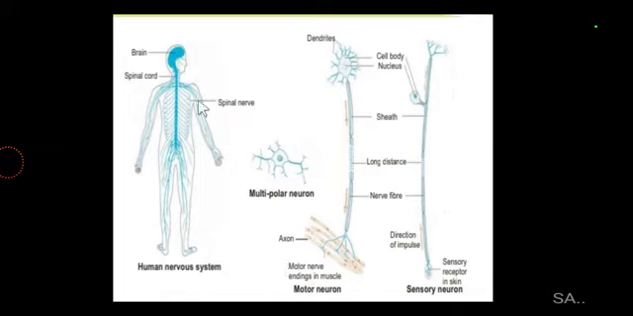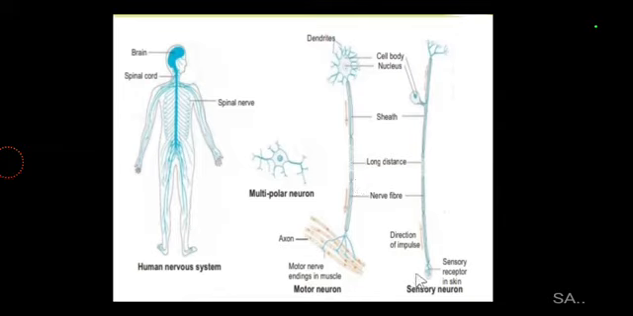Here I have just added some pictures: human nervous system, brain, spinal cord, spinal nerves, cranial nerves. This whole circuit is controlling our body. So nervous tissue is very important.